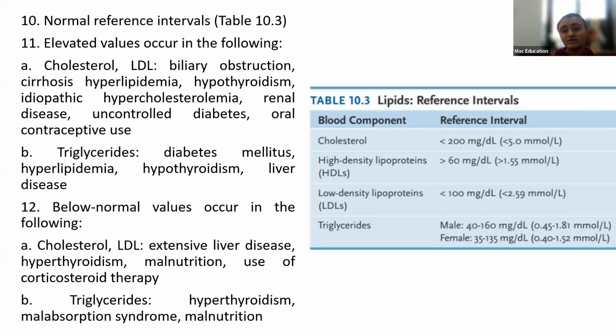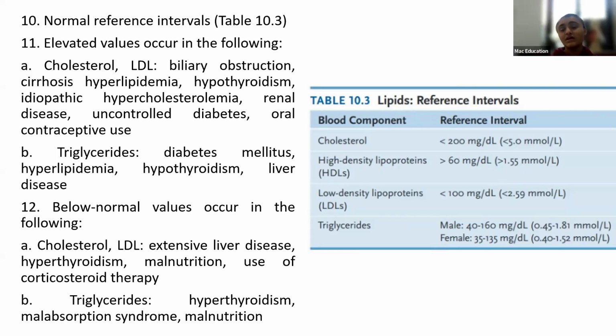Okay. Online students. Cholesterol less than 200 mg per dL. Yes. LDL less than 100 mg per dL. Okay, and HDL greater than 60 mg per dL. Okay. What about triglyceride? Male 40 to 160. Yes. And female 35 to 135. Yes, absolutely correct.